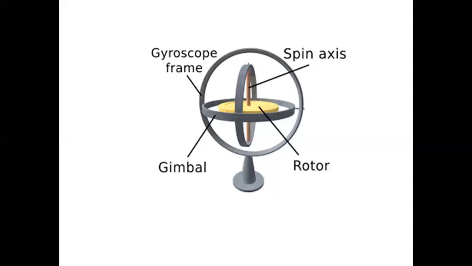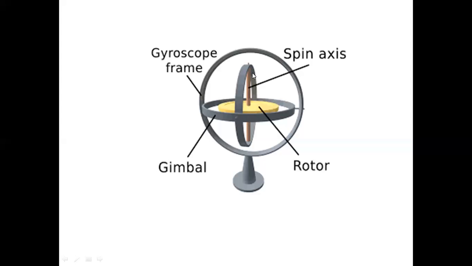So easily we can understand by using this diagram. See, here you can see this is the rotor. Whatever the golden color disc we are seeing, that is the rotor, and this is called as the spin axis or axis of the spin. And here we are having one more part called as the gimbal, and this outer is the gyroscopic frame.